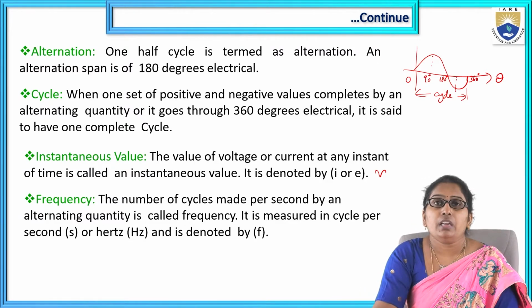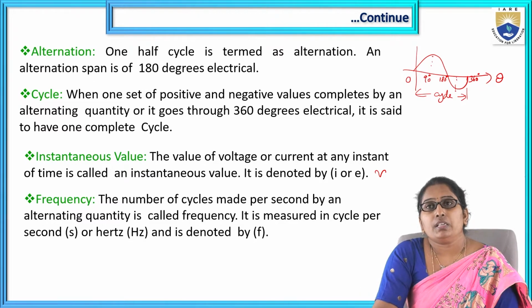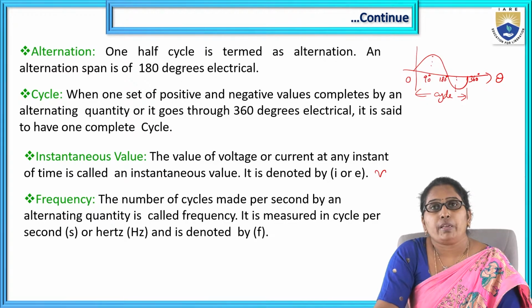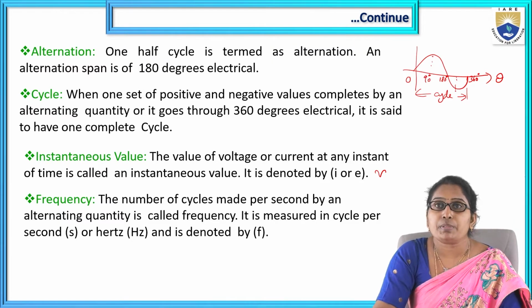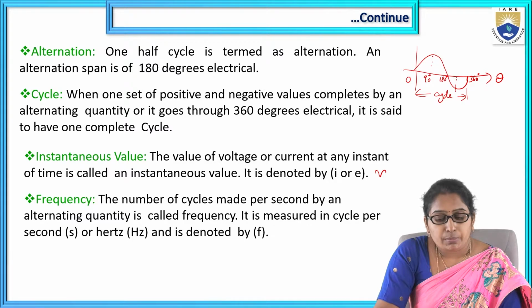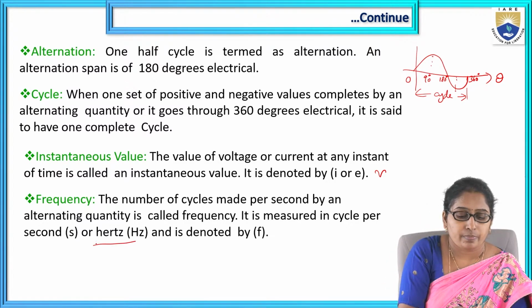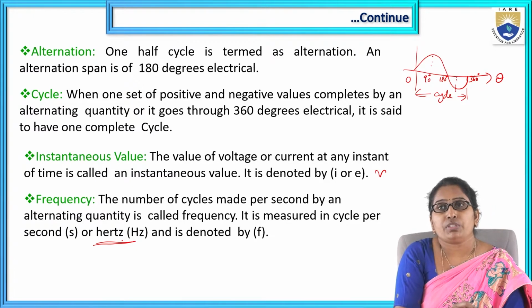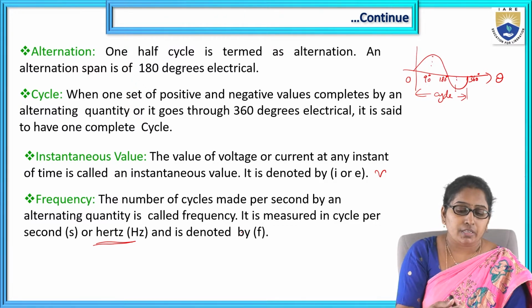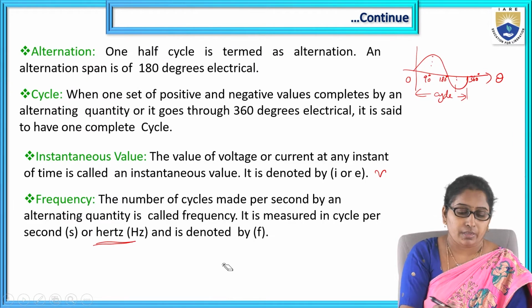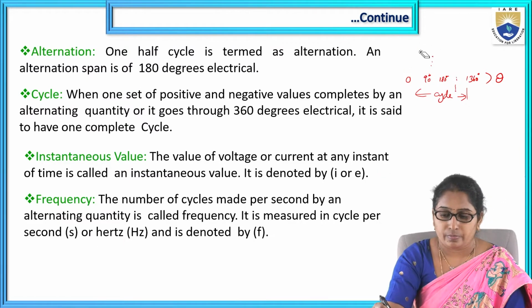Next, frequency: the number of cycles made per second by the alternating quantity. Frequency means number of cycles per second. It is measured in cycles per second or hertz, and it is denoted with the letter f.